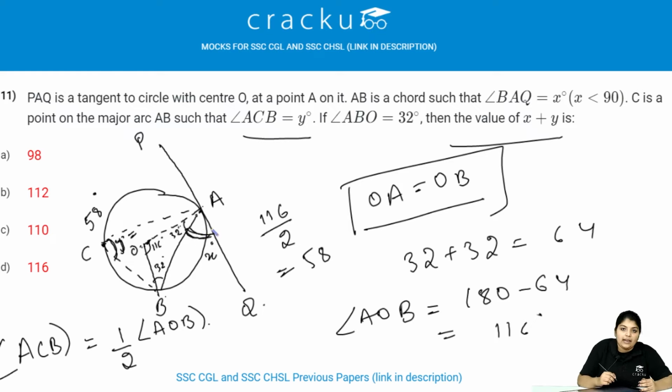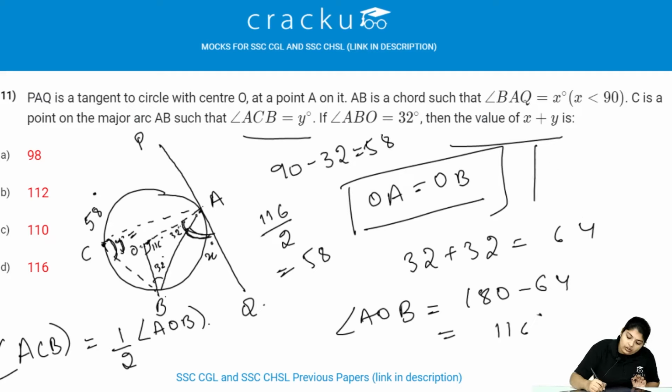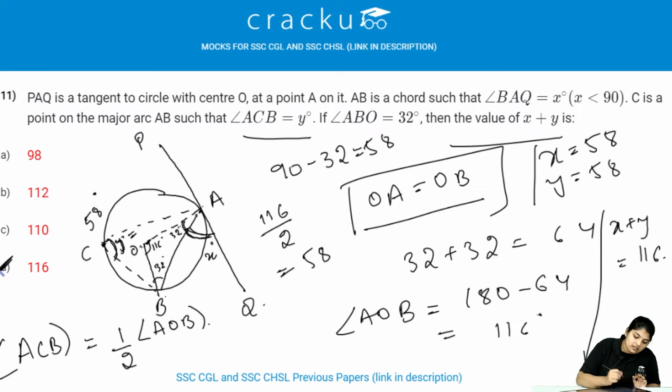Now we need to find angle x. Here it is given that PAQ is a tangent. Therefore this total angle will be 90 degrees. But we already know this angle BAO is 32. Therefore to find x, it is 90 minus 32, which is 58 again. Therefore x is equal to 58, y is equal to 58, and x plus y is 116. The answer is 116. I'll make it clear again.